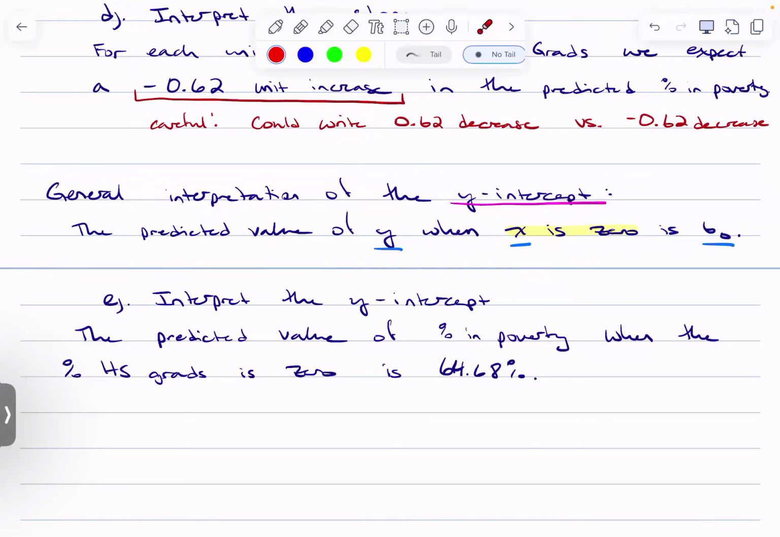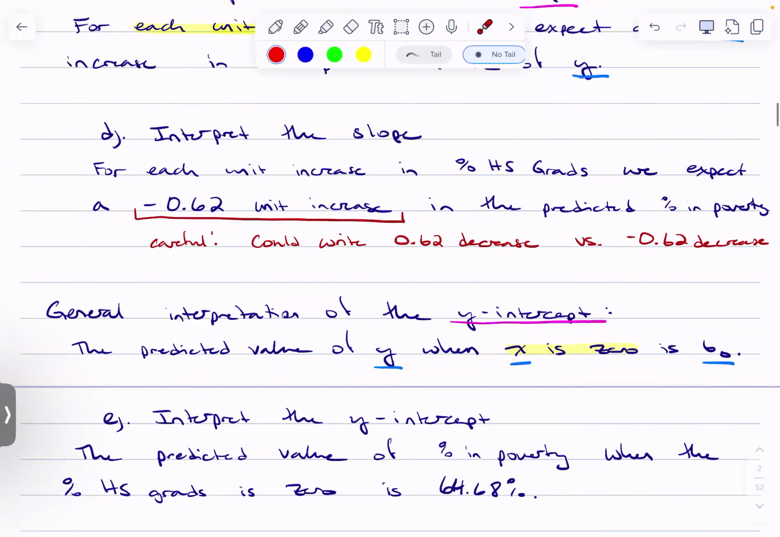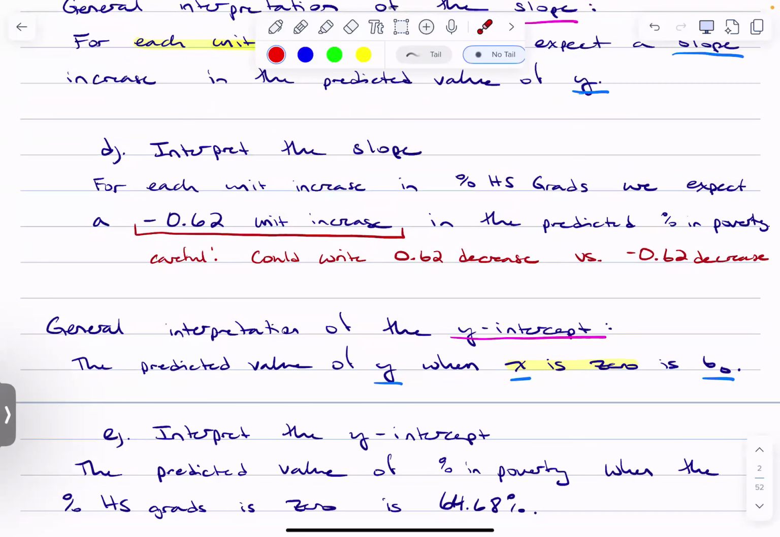Nice. There are more parts, but we have to introduce a couple more concepts before we can get there. So, interpreting the slope, interpreting the intercept, right? That's going to be on the final exam for sure. Any questions?